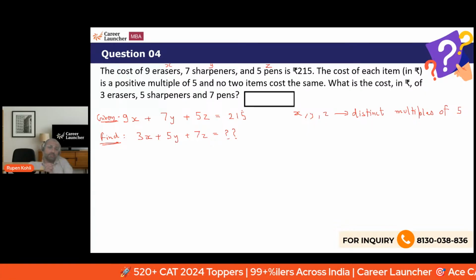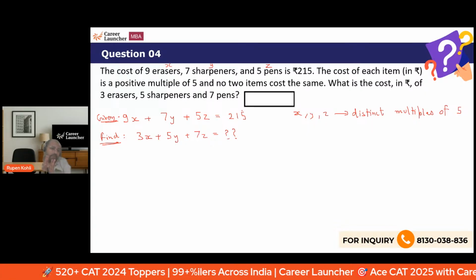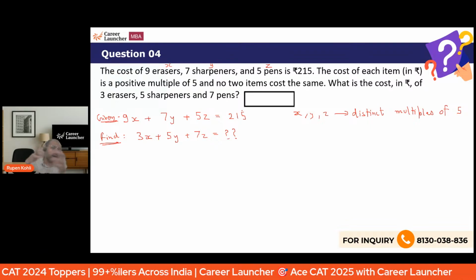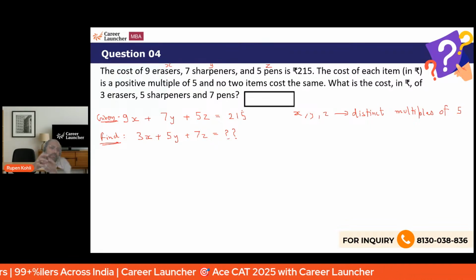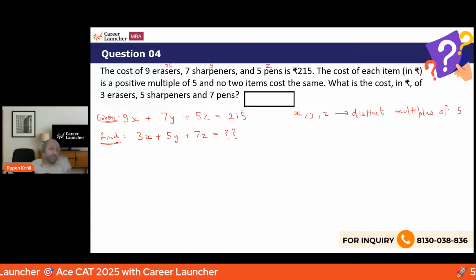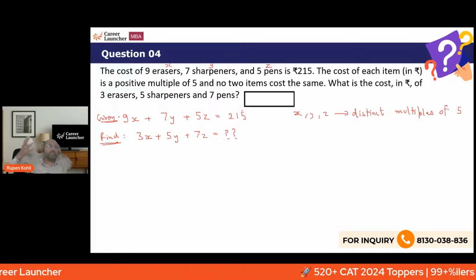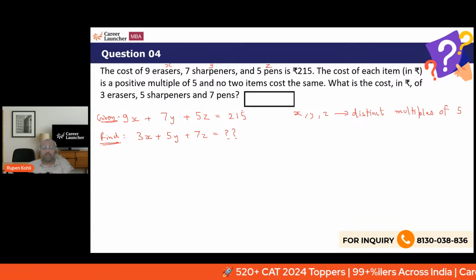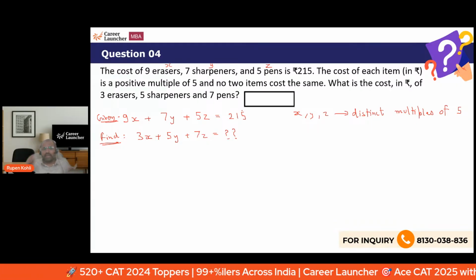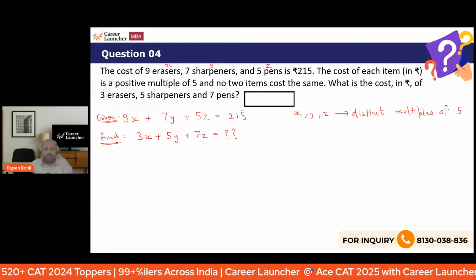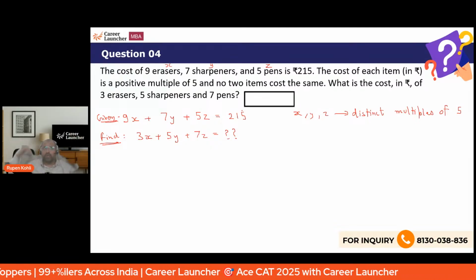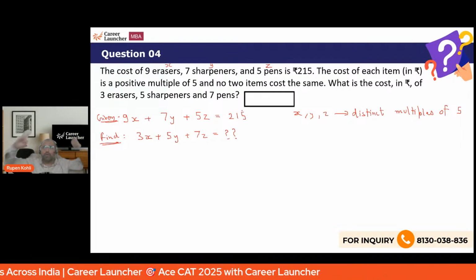So just consider that this 215 is a very small amount in respect of the fact that we have bought 9 plus 7, 16 plus 5, 21 items. If I do 21 into, let's say, 5, 21 into 5 is 105. This is only 215. And I know that I cannot say that each item costs 5. It has to go even beyond 5. So this 215 is a very smallish number in that respect.